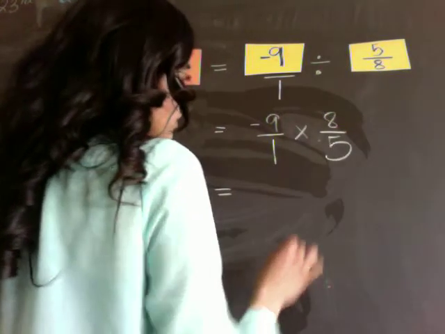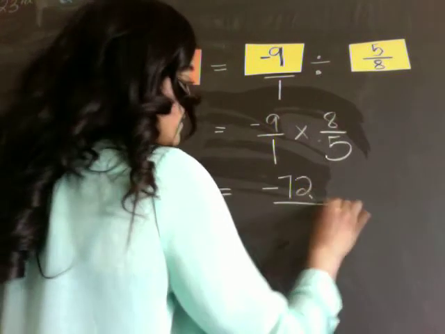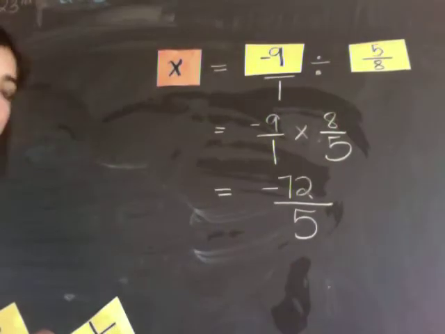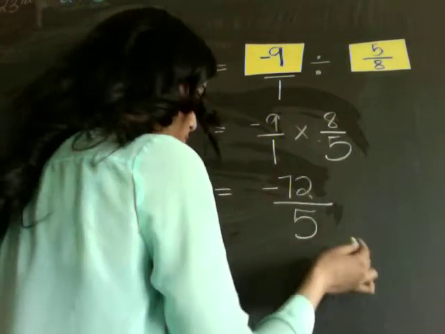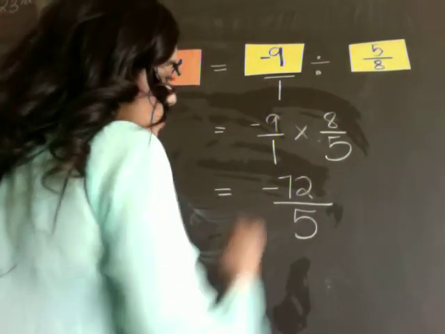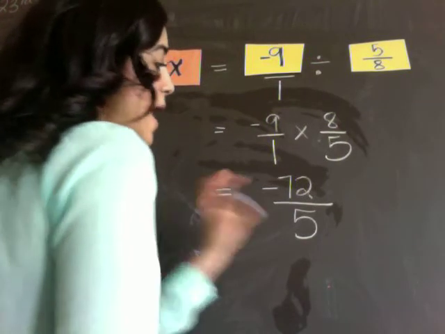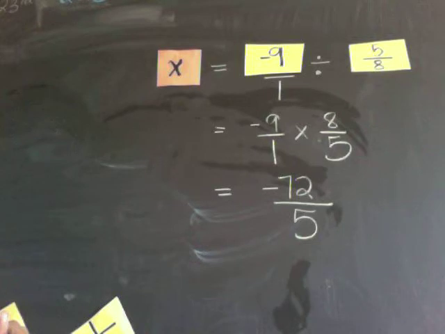Now all we've got to do is multiply our numerators, which gives negative 72, and our denominators, 1 times 5. Your answer is negative 72 over 5. Something that's important to remember here is if you can cross-reduce, which we were not able to here, it would be a really good idea to cross-reduce so that you don't have to reduce at the end. I'm okay for now if you leave your answer like this. If you want to change your answer into a mixed number, you can also do that. But I'm okay with you leaving it like that for now.